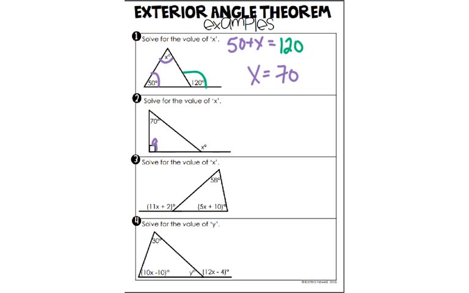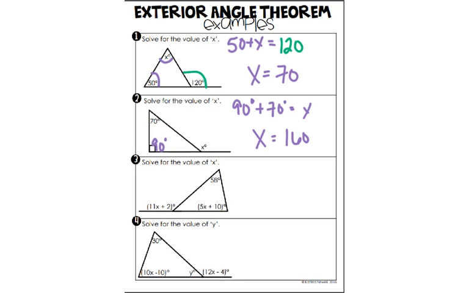Now this remote interior is 90 degrees, so you have to look for those signs sometimes to tell you what the angle measures. So here all you've got to do is add up 90 and 70, and the exterior angle measures 160.